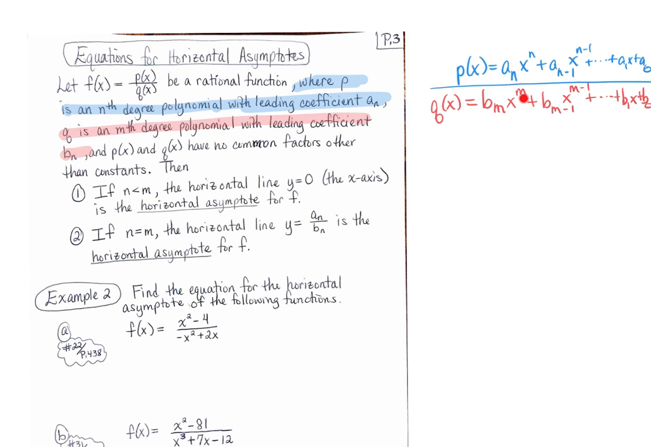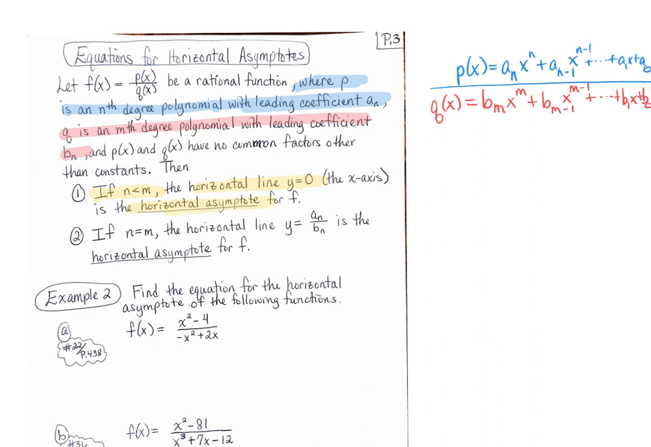M. Good. I heard Q, I heard B, I heard M. M is correct, right? Because it says it's an nth degree polynomial, the highest exponent for x. So now, part 1 says if n is less than m, make sure you have it in descending order like this. That's important. If n is less than m, then the horizontal line y equals 0 is the horizontal asymptote. You're going to need to know this.